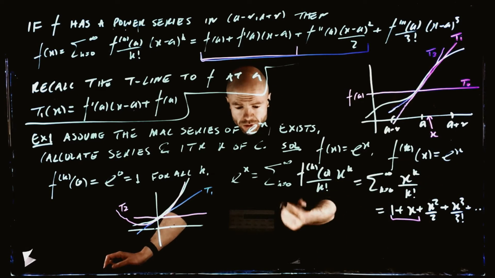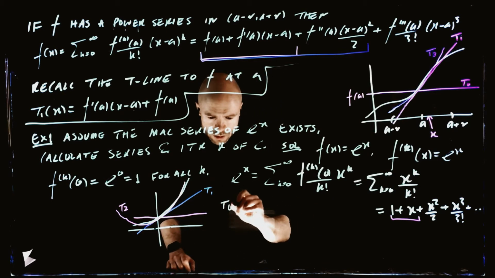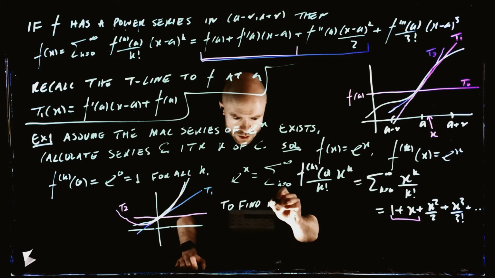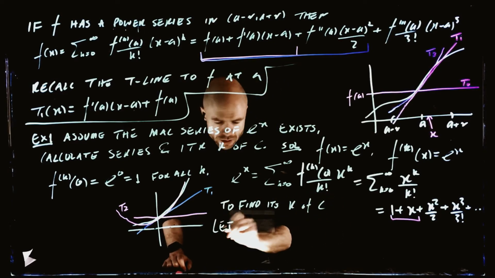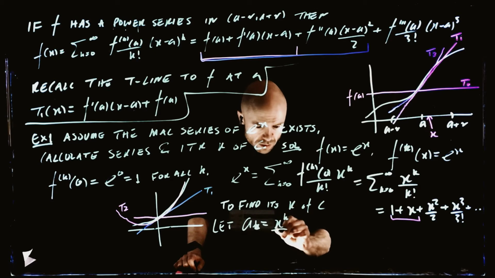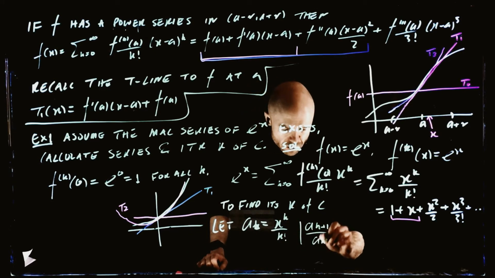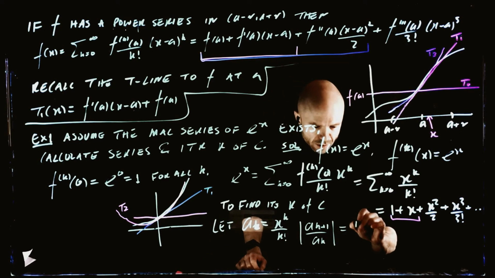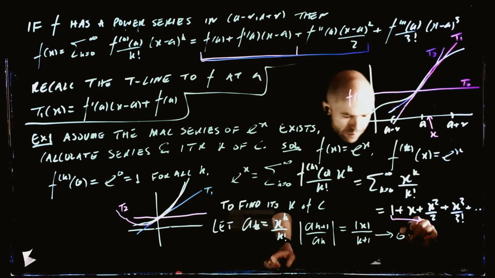Let's find its radius of convergence. So we know how to do this; we practiced this for a bit. To find its radius of convergence, let a_k be x to the k over k factorial. Then the absolute value of a_(k+1) over a_k is just going to be the absolute value of x over k plus 1, and that tends to 0 no matter what choice of x we have.